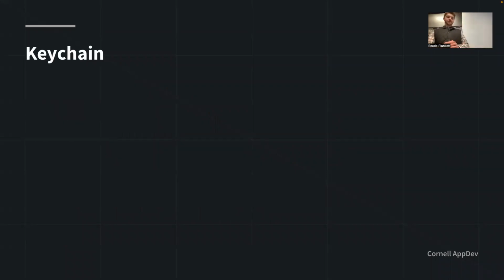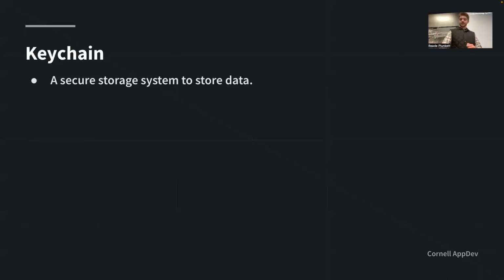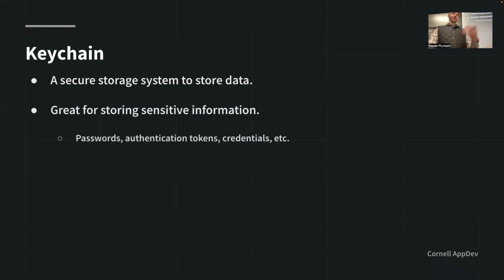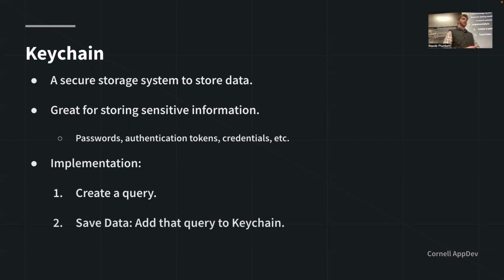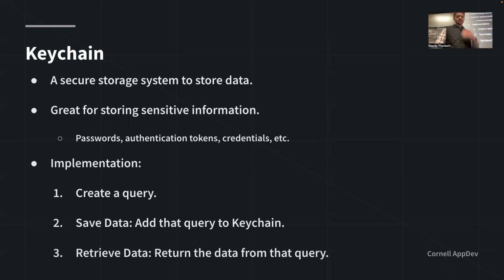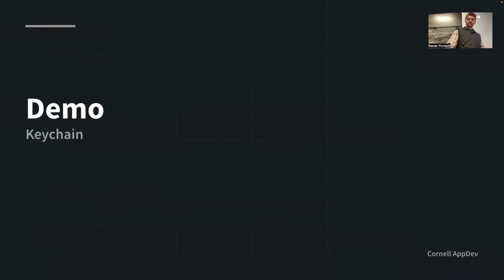Let's talk about Keychain. So what is Keychain? Essentially, this is a secure storage system to store our data. So it's great for storing sensitive information. So things like passwords, authentication tokens, credentials are really good for Keychain. Its implementation is as follows. First, we'll create what's called a query. And then to save data, we will add that query to the Keychain. And then to retrieve data, we will return the data from that query. It's kind of abstract, maybe a little hard to follow, but we'll show how it works in a demo here as well.